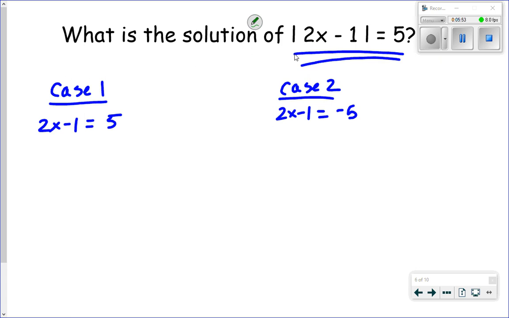I've got 2x minus 1 equals 5. So I need to start and I need to add 1 to both sides. 5 plus 1 is 6. And then I need to divide by 2 on both sides. So x equals 3.